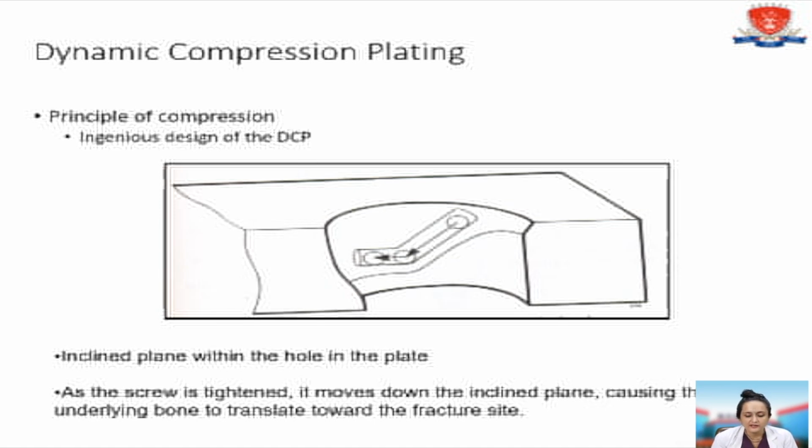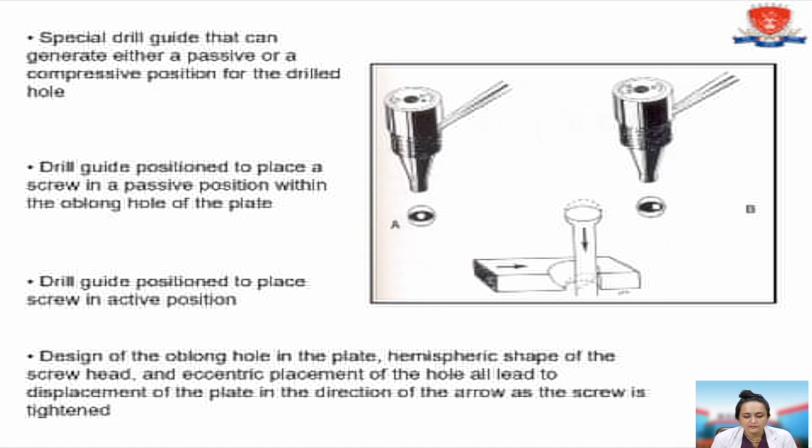So this is again explaining the procedure where the special drill guide is used. The drill guide is positioned to place a screw in a passive position within the oblong hole of the plate. The drill guide is positioned to place the screw in the active position, and the design of the oblong hole in the plate, hemispheric shape of the screw head, and eccentric placement of the hole all lead to displacement of the plate in the direction of the arrow as the screw is tightened. So this brings the bone segments together.